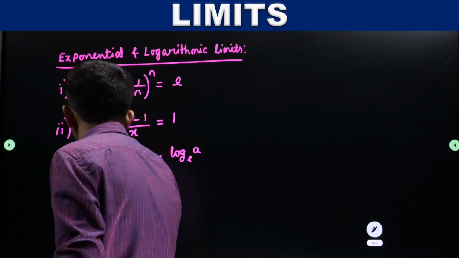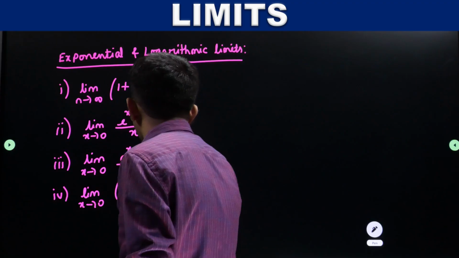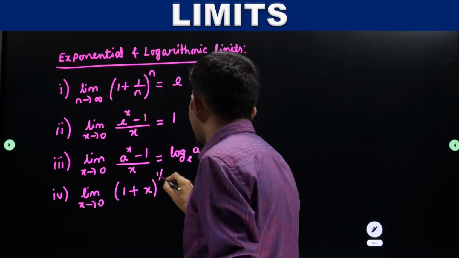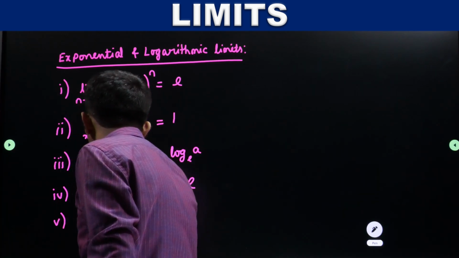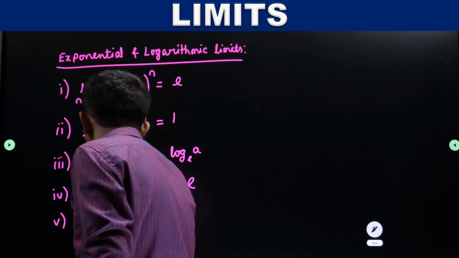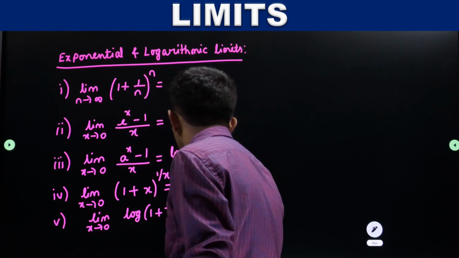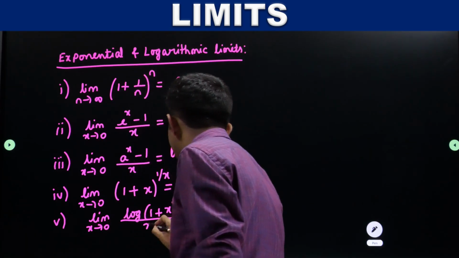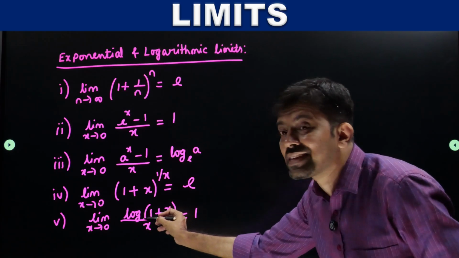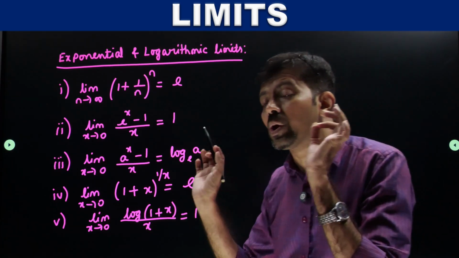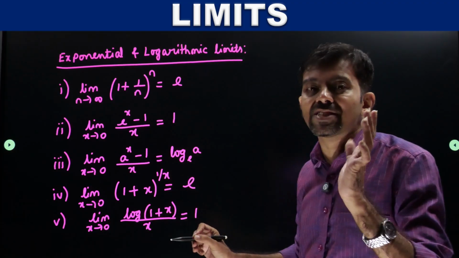Limit x tends to 0, (1 plus x) to the power 1 by x is also e. Limit x tends to 0, log of (1 plus x) by x is equal to 1. Log of 1 plus something by something is 1. Of course, the base is e here. If I don't write any base for log, it's understood that the base for the logarithm is e. E is a standard base for log.